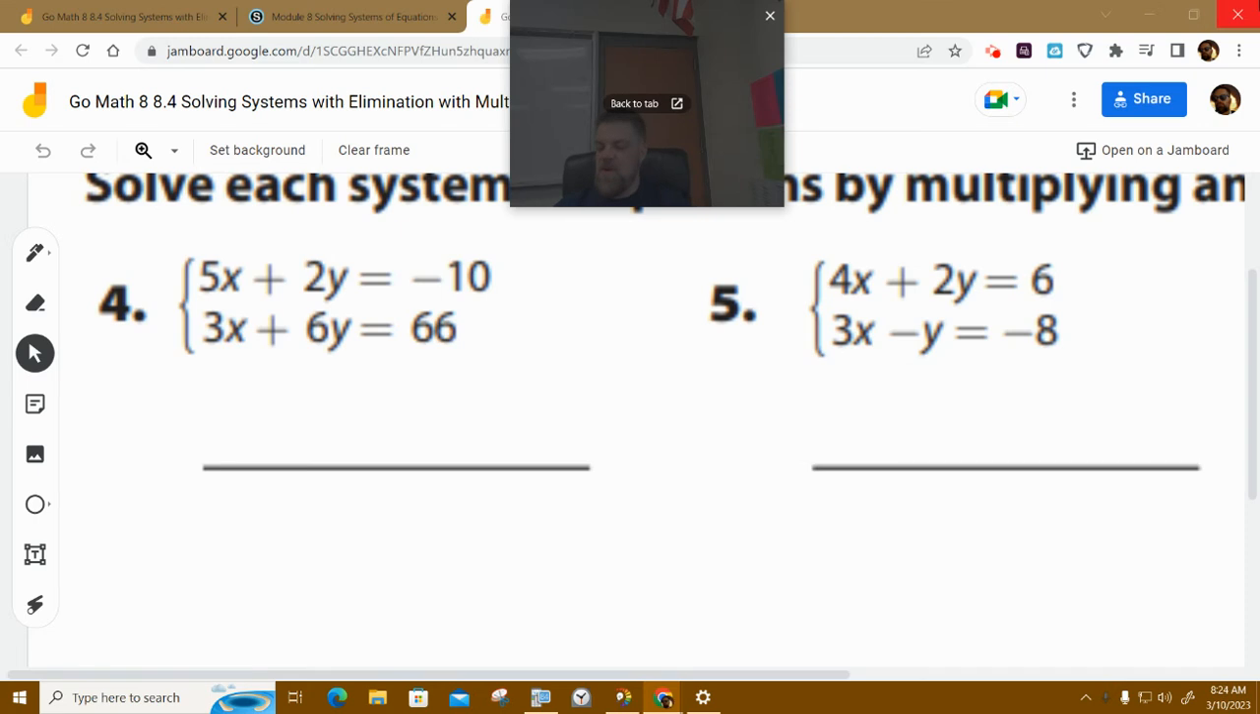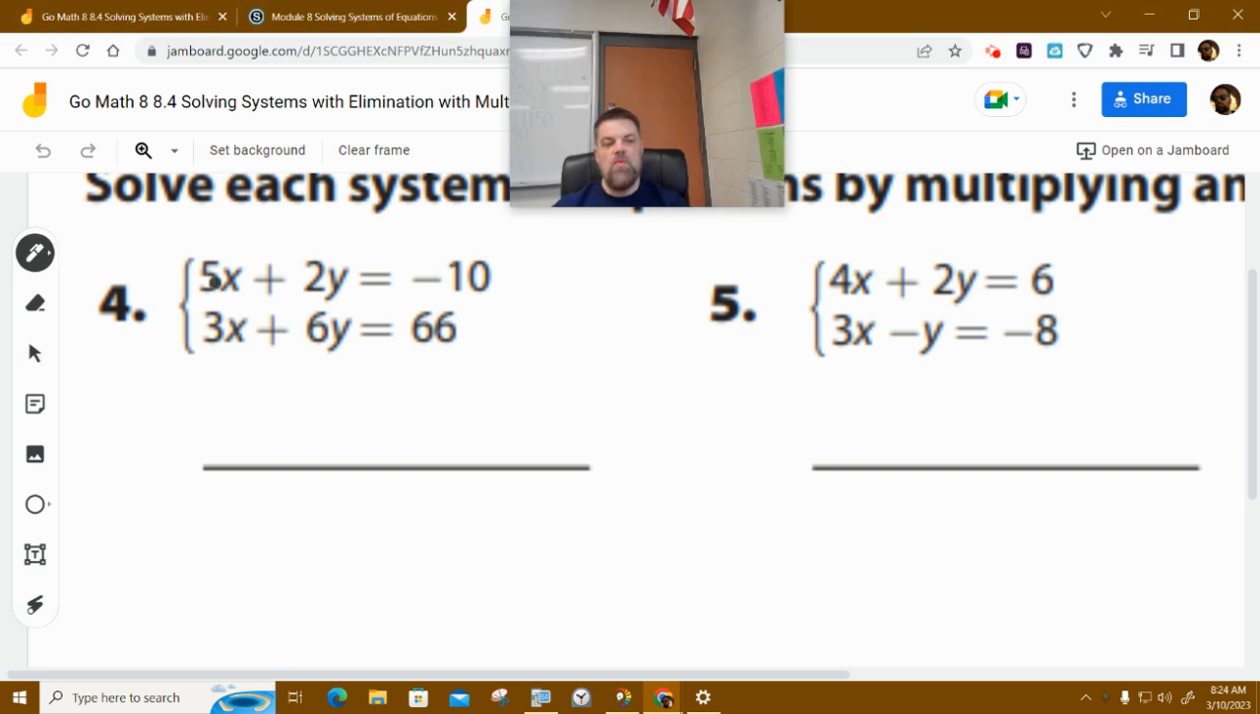Alright, so now for problem number 4, settle down. I need an opposite. Now, can you think, I need an opposite. So how do I do that? Well, hold on. What's the common denominator between 5 and 3? In other words, what number does 5 divide into evenly and 3? 15, right?